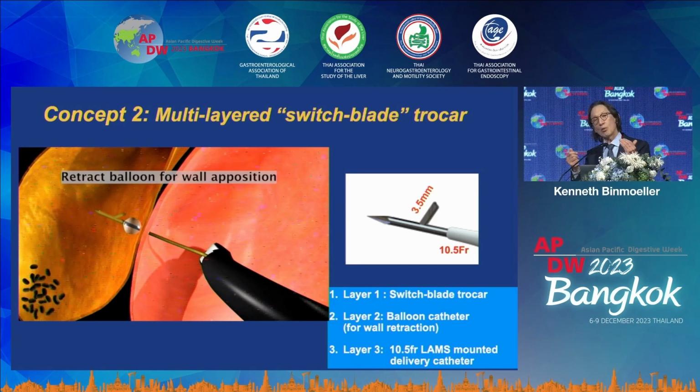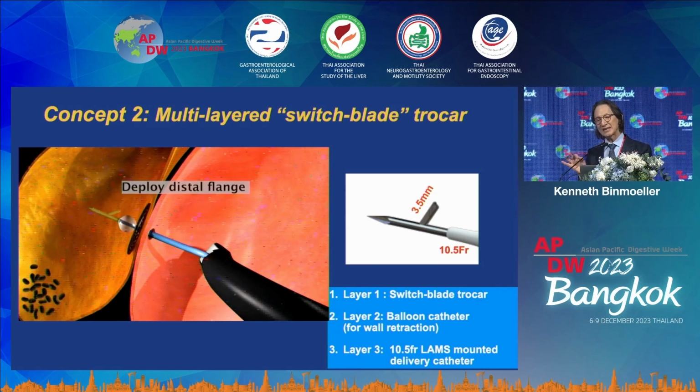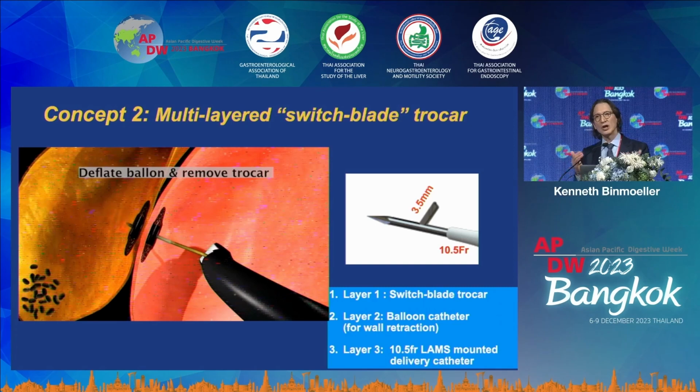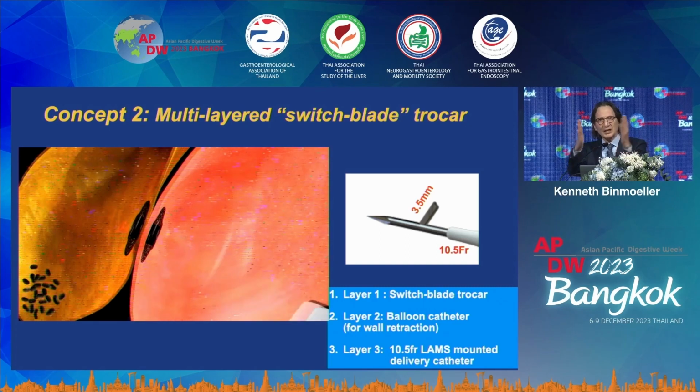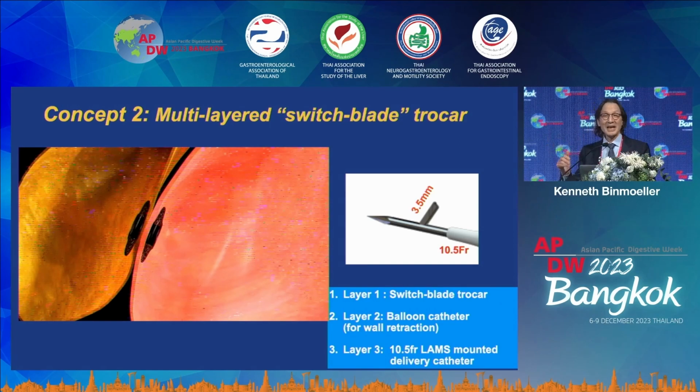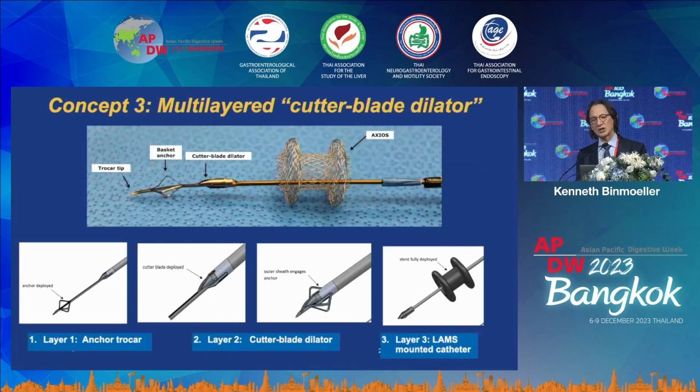So we bring the wall of the gallbladder, in this case, in apposition. Now we advance the delivery catheter, and we deploy the distal flange, knowing that our balloon is keeping everything nicely together, and then the proximal flange, and here you see the stones nicely flowing through. So that's a beautiful cartoon. But unfortunately, in the animal lab, this also proved to be very cumbersome, and we actually had some significant bleeds from this switchblade trocar, and we decided to abandon that.